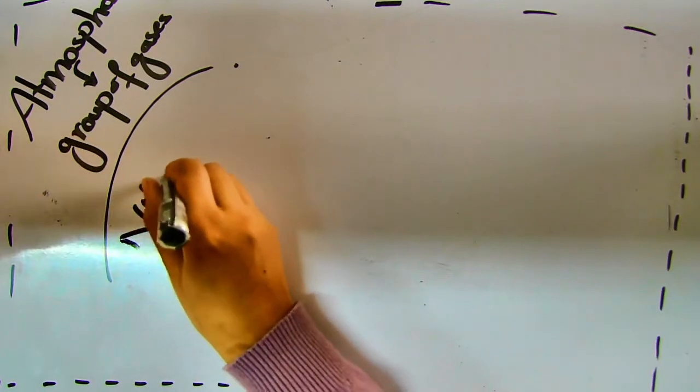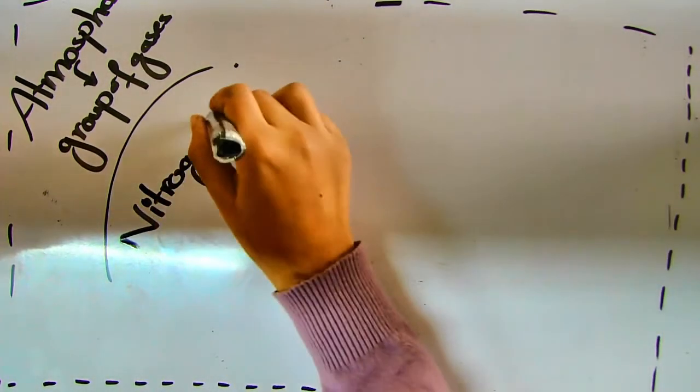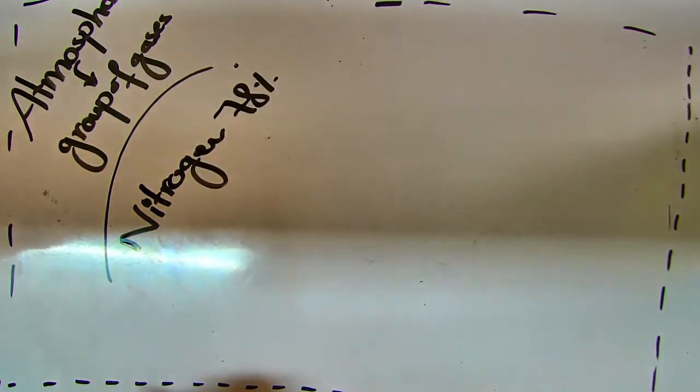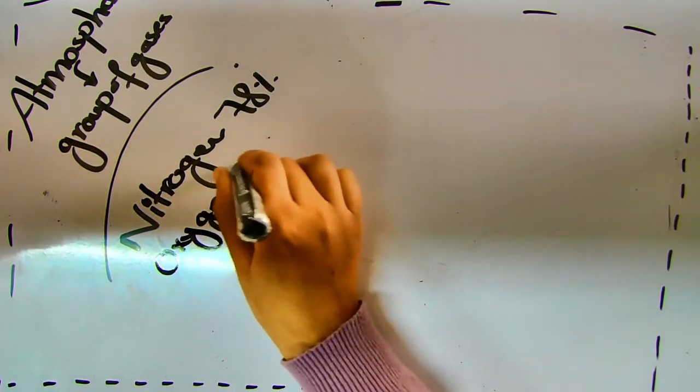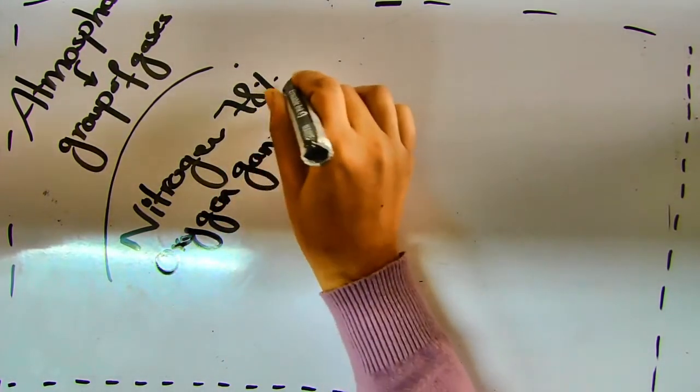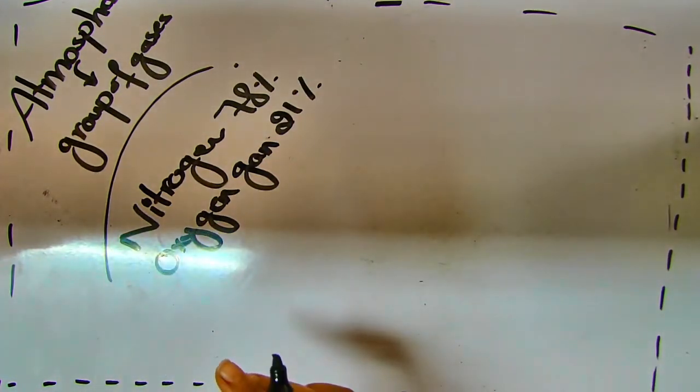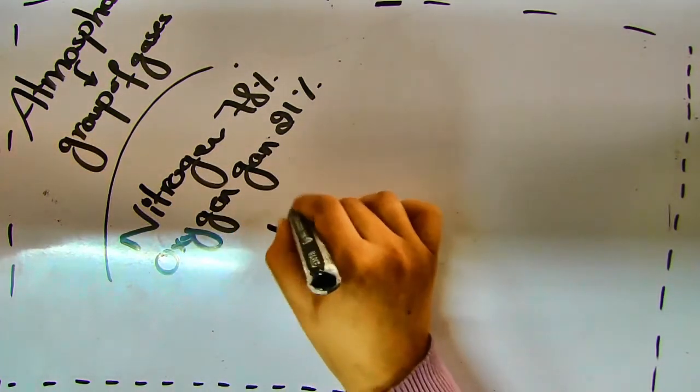What are the components of the atmosphere? The atmosphere is composed of gases. Number 1, nitrogen gas, its percentage is about 78%. Number 2, oxygen gas. The percentage of oxygen gas is 21%. Carbon dioxide gas, water vapor, and other gases such as argon, neon, helium, and others represent 1%.